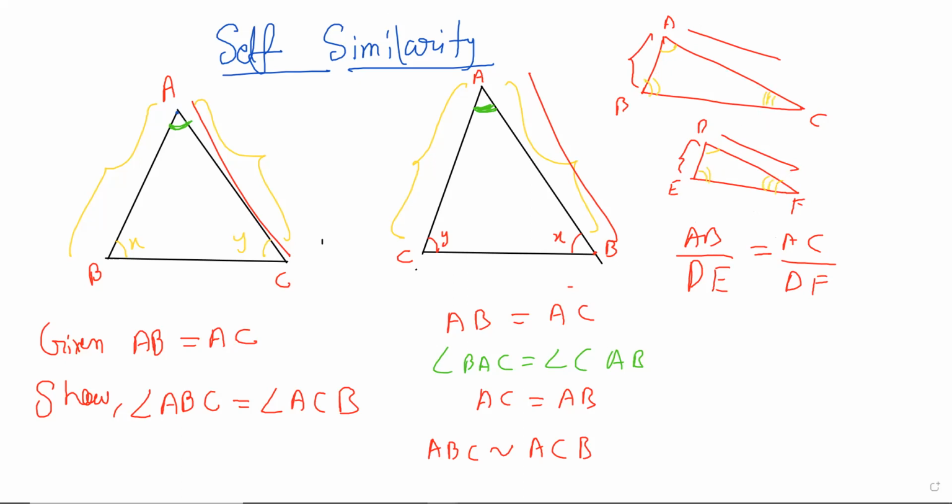So that's what I'm going to say now. Because these two triangles are similar, this angle should be equal to this angle. Done. X equals y. Right, that's what I wanted to show. Now this is a rigorous proof. You can say that I'm using the SAS similarity postulate.